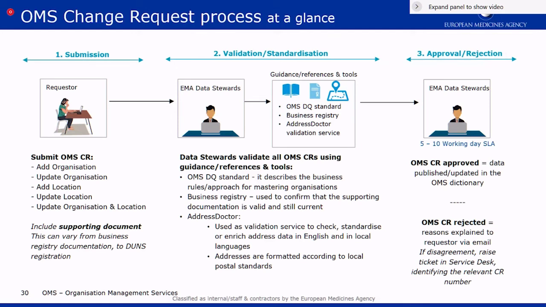And only two outcomes can occur. The change request can either be approved and the data will be automatically published in the dictionary, or the change request can be rejected in case any of the requirements have not been fulfilled. In any case, the user will always receive a small explanation, in case it's applicable, and a short guidance on further steps to have a successful change request approved in our dictionary.